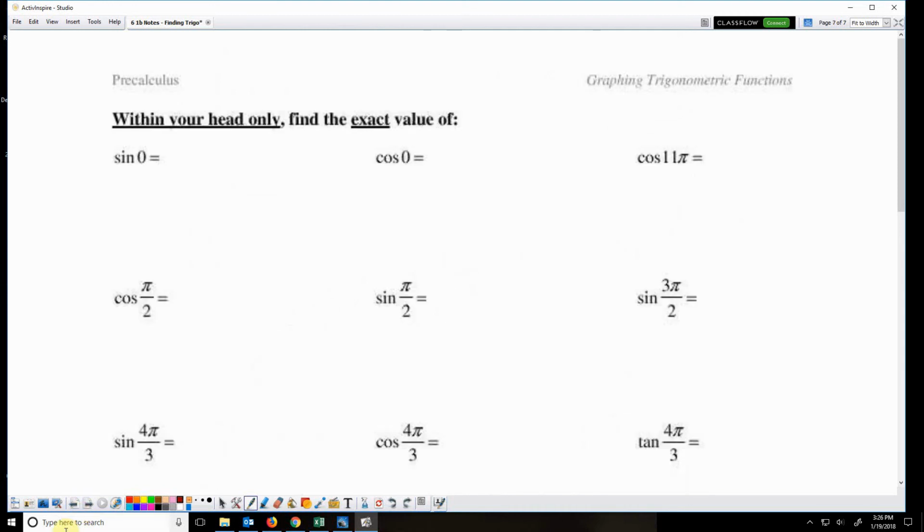So we're going to do a few of these together. Okay, I'm going to draw in a unit circle. I really don't want you to draw this in, but I can't really show you this physically without drawing it right now. So there's our unit circle. At 0, sine is always a y value. At 0, the y value is 0.